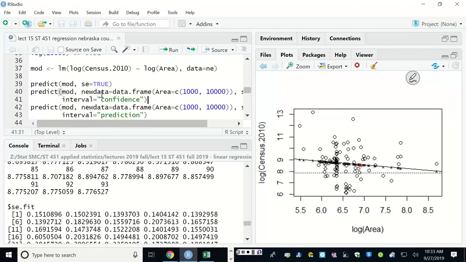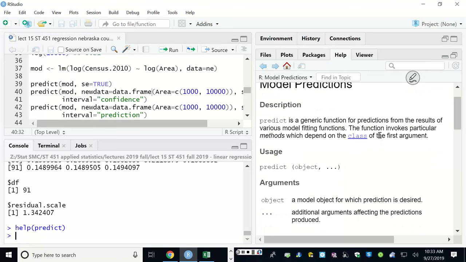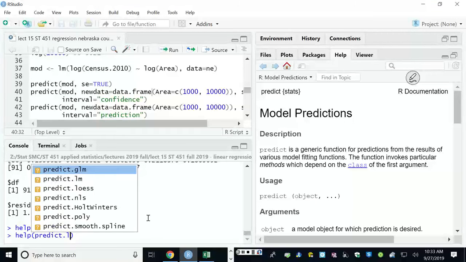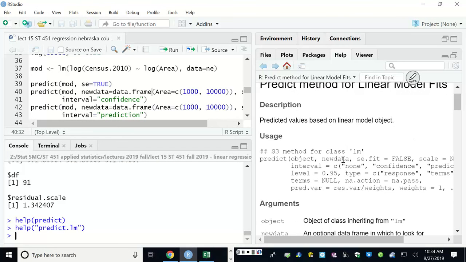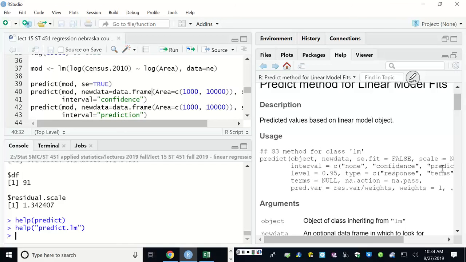But if you give it the object from fitting your XY data, and then tell it it has new data... where am I getting this? In the prediction command, there's a little bit of help file. Oh, predict, not that predict, there's a predict.lm for a linear model. There's a version of predict where there's new data, standard error, a fit. Do you want an interval, confidence, or prediction? If I give it new data, it has to be in the form of a data frame. It wants a data frame.